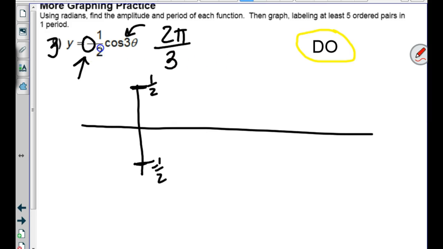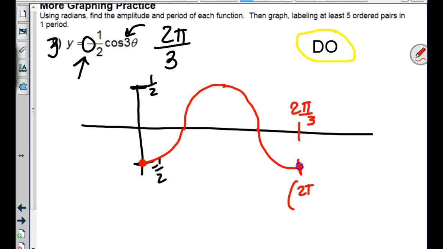The upside down part means the cosine normally starts where? Normally starting at the maximum. It's actually going to start at the minimum because of that reflection. So then it's going to go quarter, circle, quarter, rest of the way down. Okay, where did we say it had to finish? This period is 2 pi over 3. So this right here is 2 pi over 3. So this ordered pair is 2 pi over 3, -1/2. And it started at 0, -1/2.